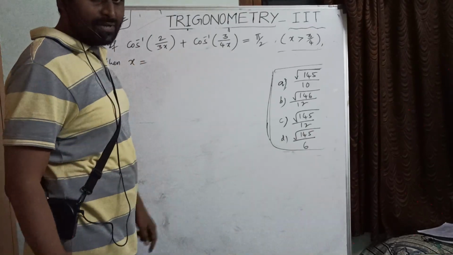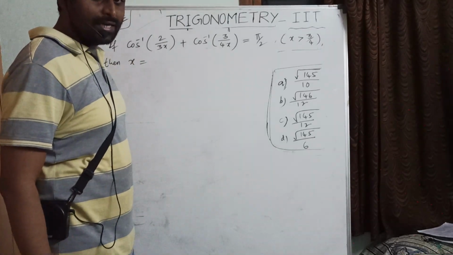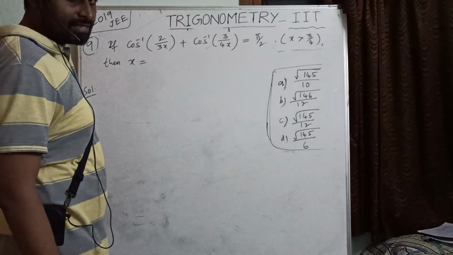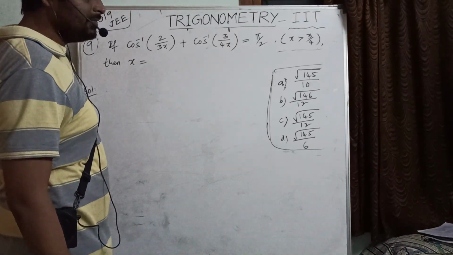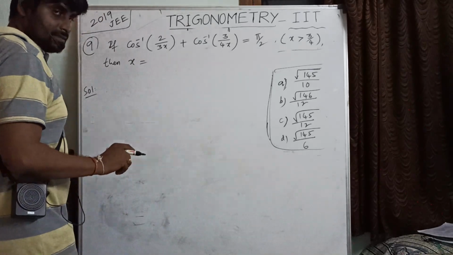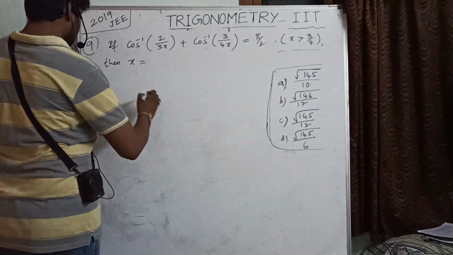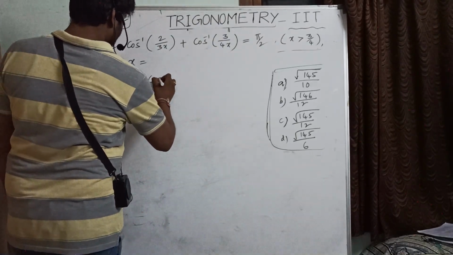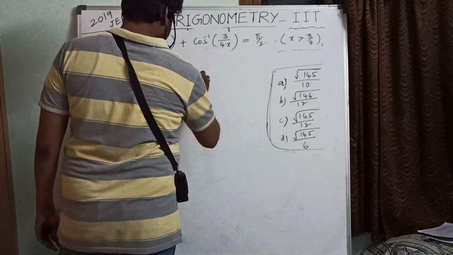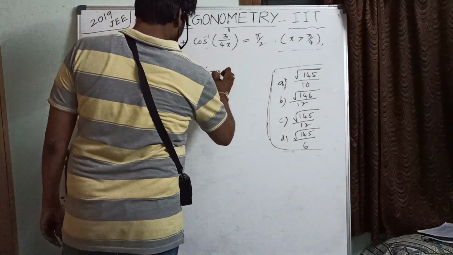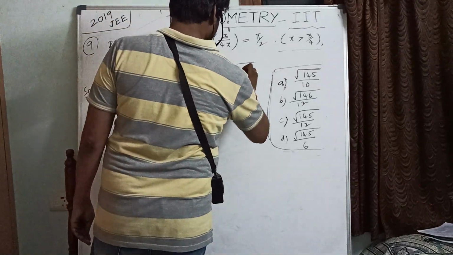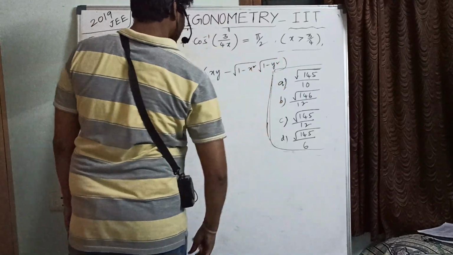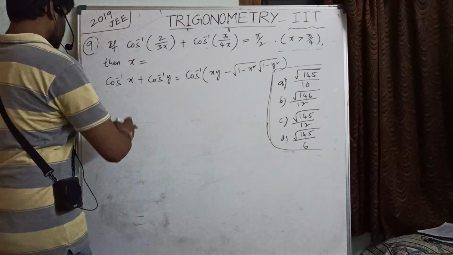So cos inverse of x plus cos inverse of y formula, which we have learnt in inverse trigonometric function chapter. Okay. So what is the formula for cos inverse of x plus cos inverse of y? Cos inverse of xy minus, here plus no, in the formula we will have minus. Okay. So I'm writing formula there. Cos inverse of x plus cos inverse of y. Formula: cos inverse of xy minus root 1 minus x square into root 1 minus y square. Clear? So now let us substitute there.